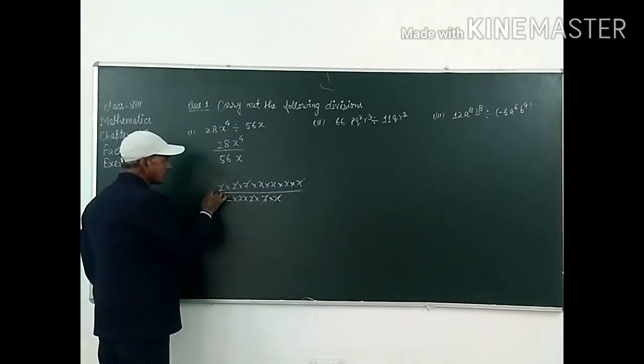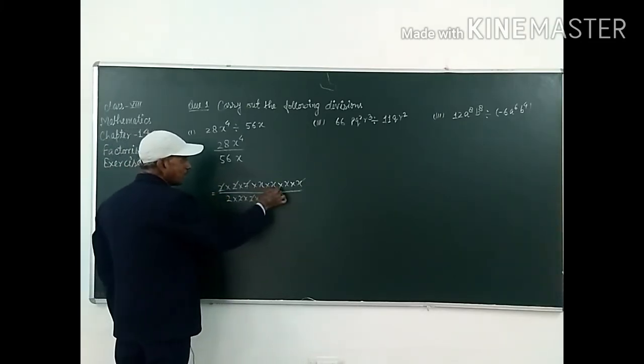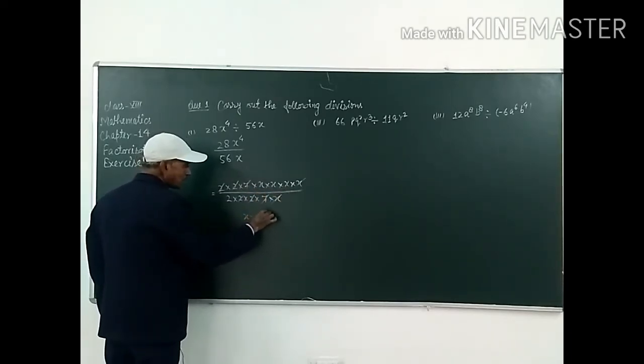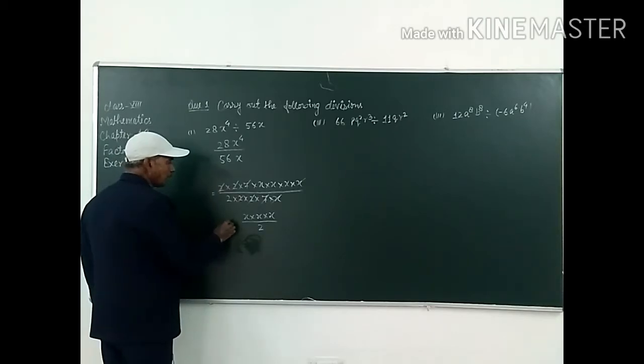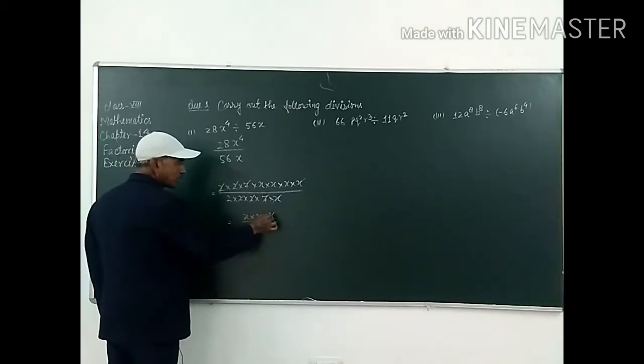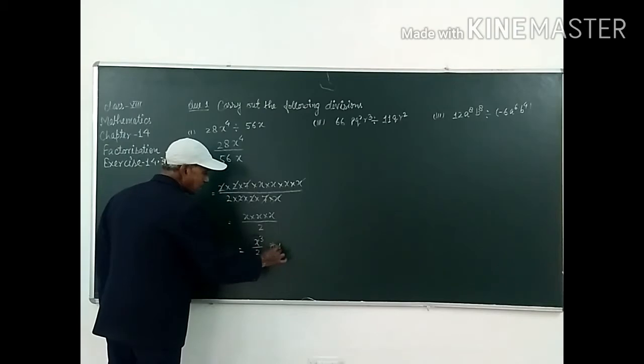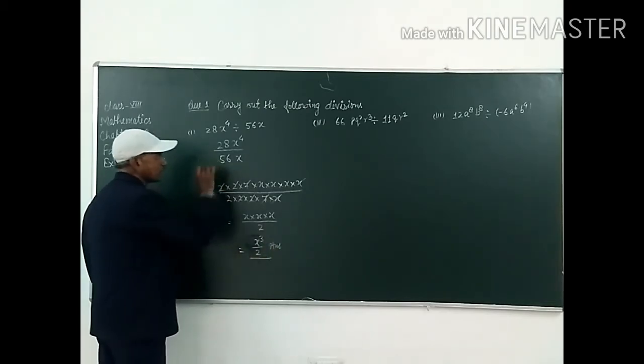So, in this question, students, numerator will be x into x into x. So, it is x into x into x, and denominator will be 2. This one will be, students, x into x into x, it will be x cube, and this one divided by 2. This is the answer of this part of the question.